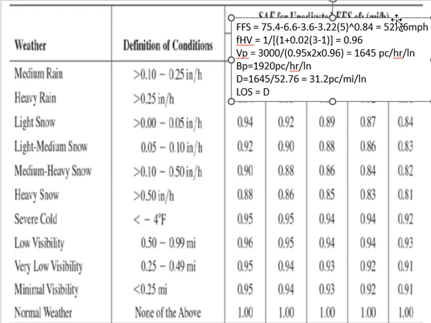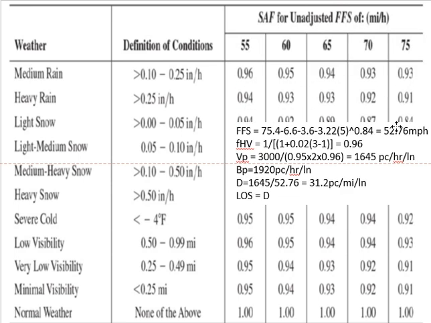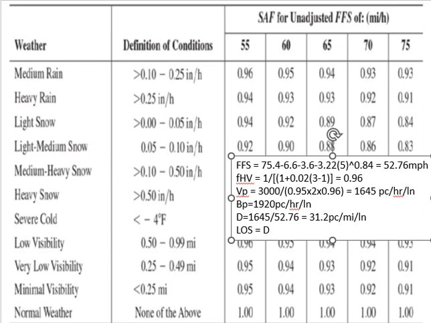How much is my free flow speed? 52, right? If I look at the table, there is no 52. Can we do interpolation? We cannot. Why not? Now 52 is on the lower side, right? In that case, we just take the lowest factor. That's it. One answer.